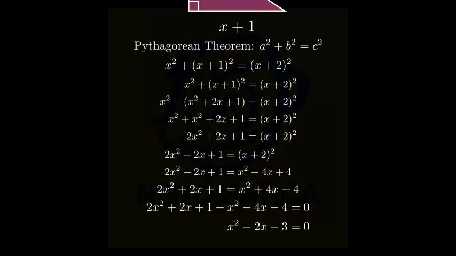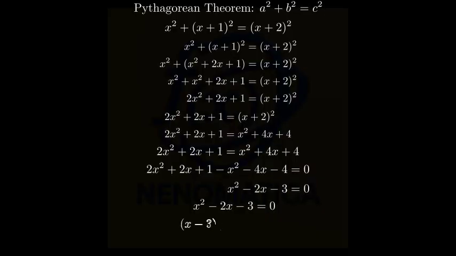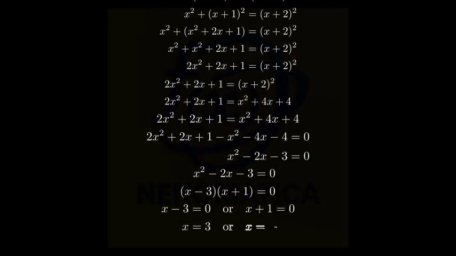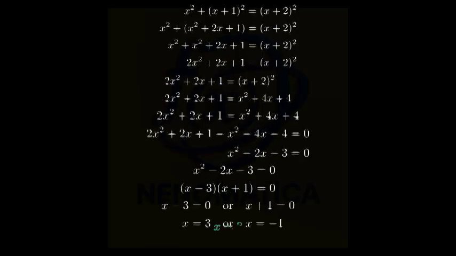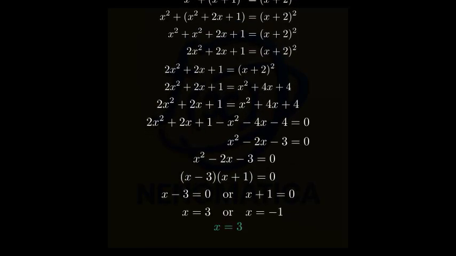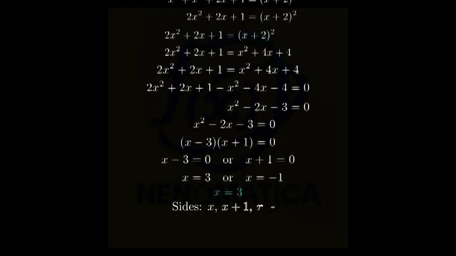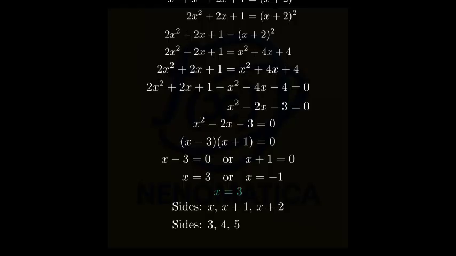Now we need to solve this quadratic equation. We can factor this, x squared minus 2x minus 3 equals 0, as (x minus 3) times (x plus 1) equals 0, setting each factor to 0. Either x minus 3 equals 0, which gives us x equals 3, or x plus 1 equals 0, which gives us x equals negative 1. Since we're looking for a triangle with positive side lengths, we discard the negative solution. So x equals 3. Let's verify our answer by substituting x equals 3 back into our sides.